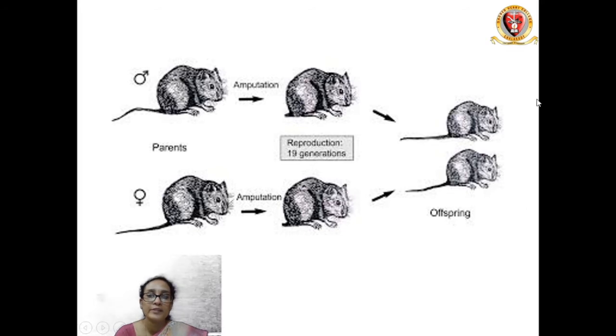So, look at this experiment where Weismann took rats and cut off their tails, but you can see the offspring, even after many generations, had long tails.